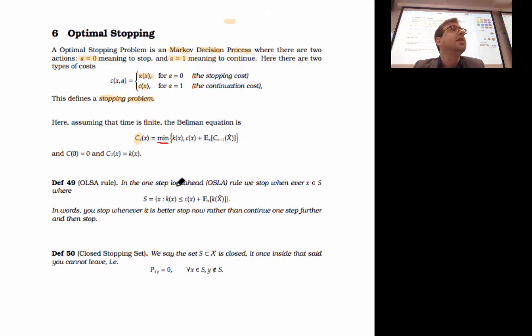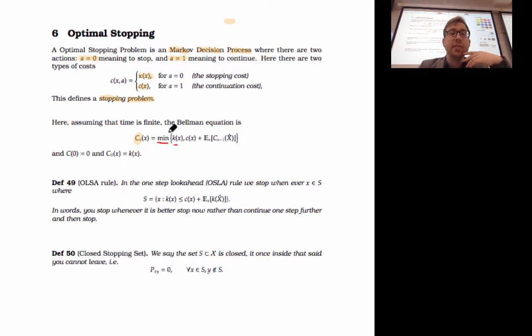Then I've got two actions: either I stop or I continue. If I stop, the cost to me is capital K of x. If I decide to continue, I've got an instantaneous cost of c of x, plus the expected future cost. Note that there is no future cost if I stop because the game's over. You just have the instantaneous cost of K of x, and no cost thereafter. Whereas if you decide to continue, you've got a continuation cost, and then the cost from there afterwards with S minus 1 time units in order to stop. Does that equation make sense to everyone? So that's the Bellman equation for a stopping problem.